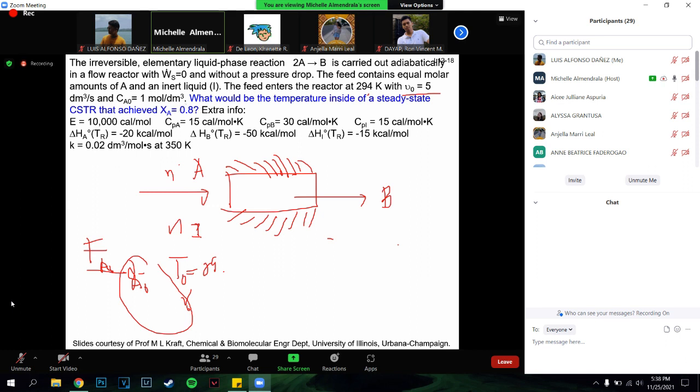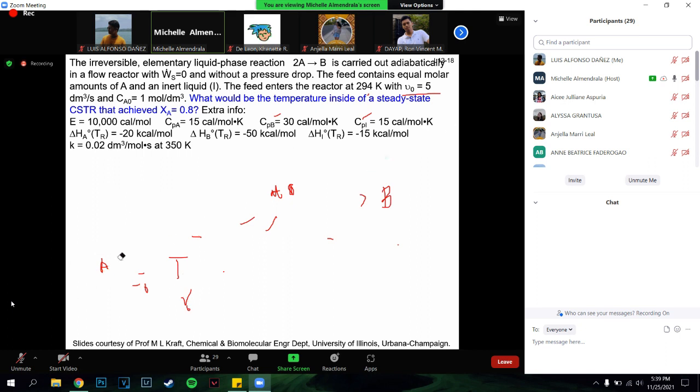80% conversion? So you want to know the temperature inside at 80% conversion. Should be very high. So extra info will be this. Okay, these are given. So given this data, you can now start solving the energy balance and material balance to work on that final temperature inside the CSTR. So as you can see, class, the heat is accumulated inside. So it must be a very, very high temperature.